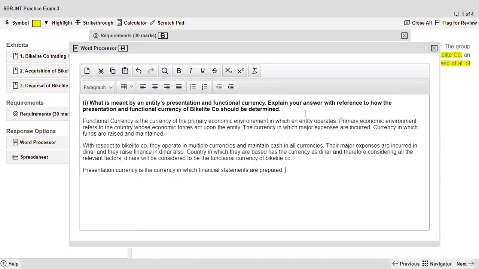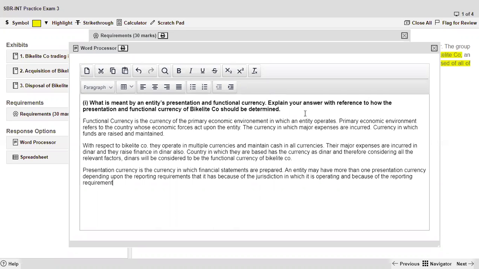Presentation currency is the currency in which the financial statements are prepared. An entity may have more than one presentation currency, depending upon the reporting requirements that it has because of the jurisdiction in which it is operating and because of the reporting requirements imposed by its parent entity.